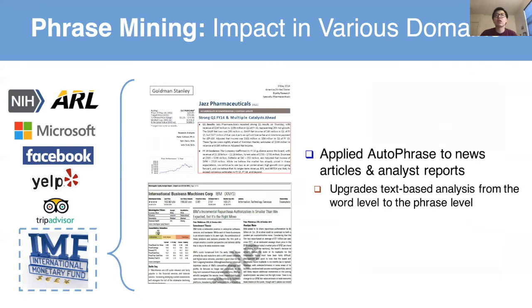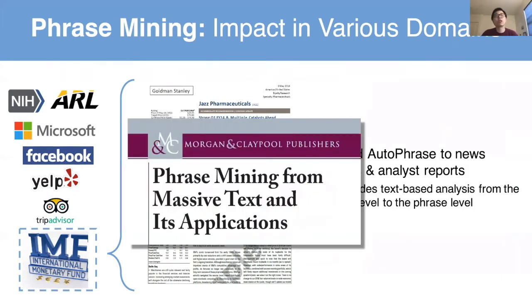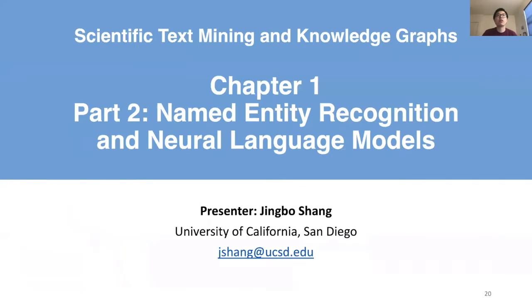Last but not least, our method has been applied by the IMF, the International Monetary Fund. They're using our AutoPhrase to analyze news articles and analytic reports and try to find some signals related to the stock market. All these phrase mining methods have been consolidated together in this book, Phrase Mining from Massive Text and its Application. I hope you have enjoyed the phrase mining, and now we are going to move to named entity recognition.